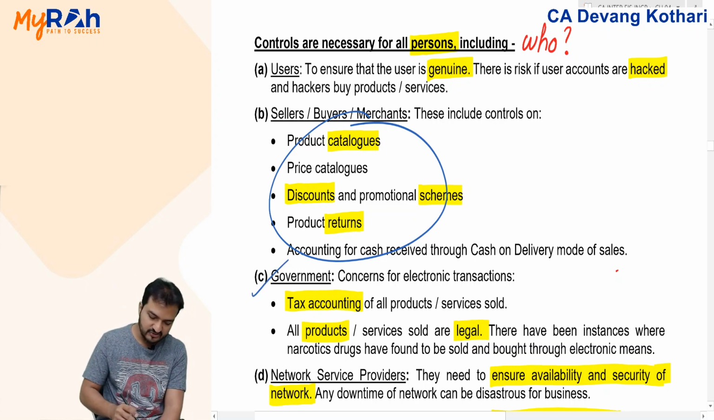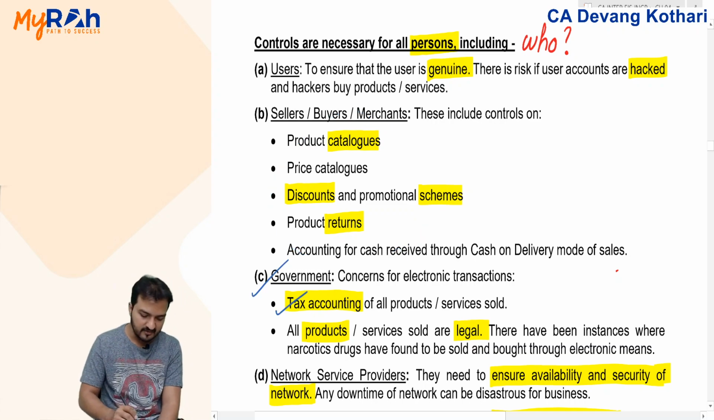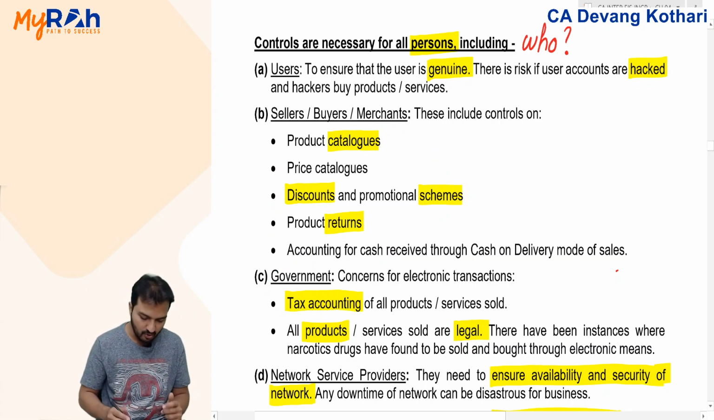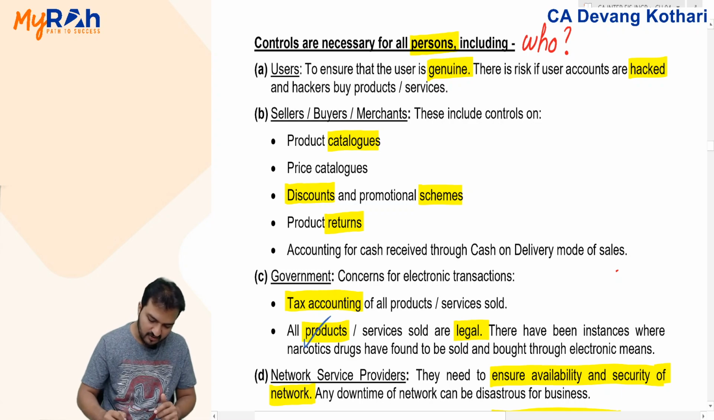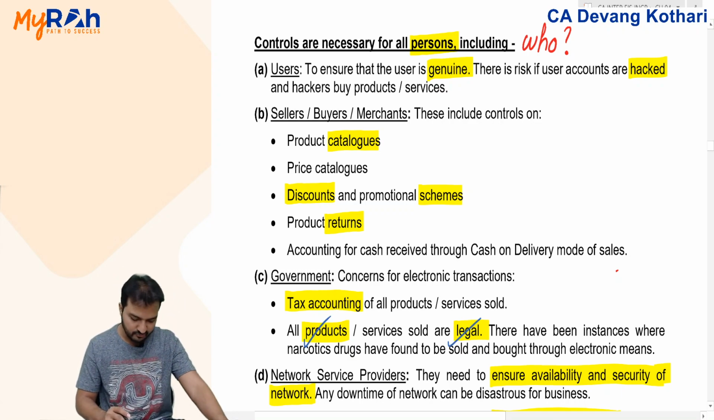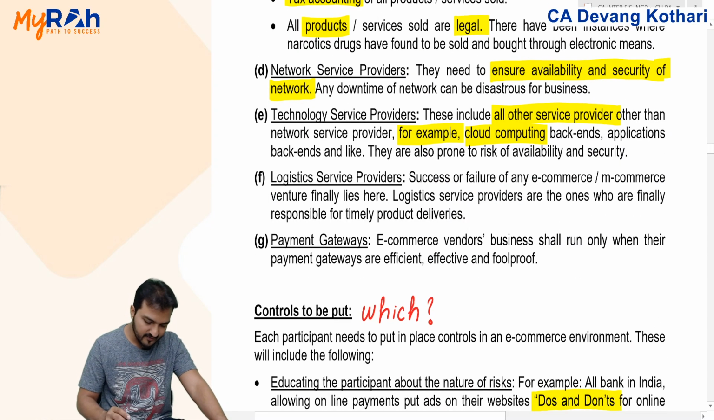The government has to ensure that tax accounting is done correctly, and that e-commerce vendors are not doing tax evasion. The government should ensure that all the products sold on e-commerce are legal, and that illegal products are not sold through e-commerce. A network provider is like my internet service provider.